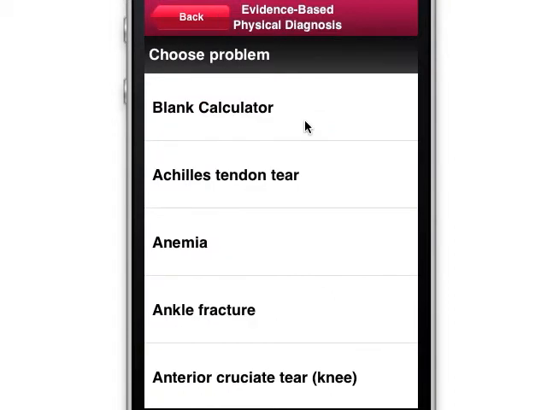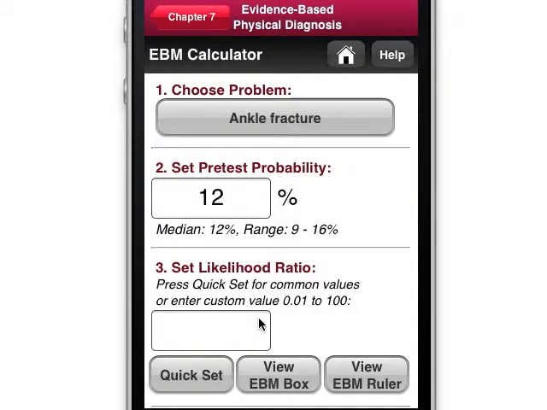Now let's say we change gears a bit here and we look at an ankle fracture. Someone walks in, they've hurt their ankle, and what is the likelihood that they have an ankle fracture just walking into your emergency room or urgent care or practice, whether it's primary care or orthopedics? What we see is that the likelihood at the beginning, before you do any tests, that probability is 12%. The range in the literature would be 9 to 16%, but we're going to set it at the median, and that makes it easy to start off with.